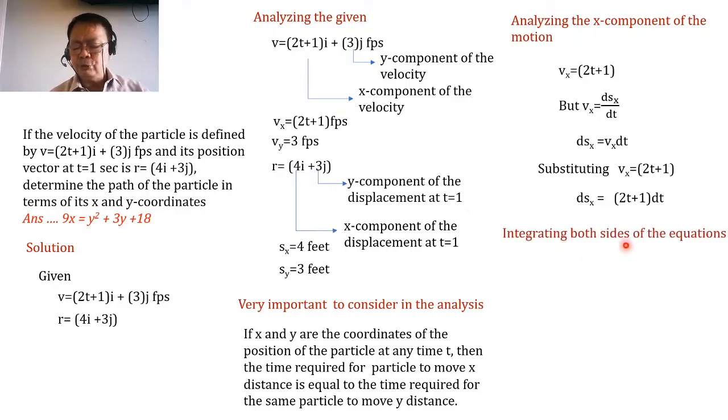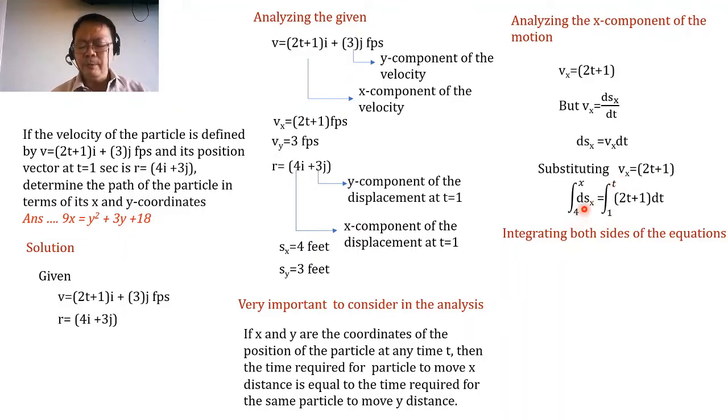So if we're going to integrate both sides of the equation, considering the limits, the s sub x will start the limit at 4 when time equals 1, to x when time is equal to t. So that the limit of the right hand side of the equation for t will be 1 to t.